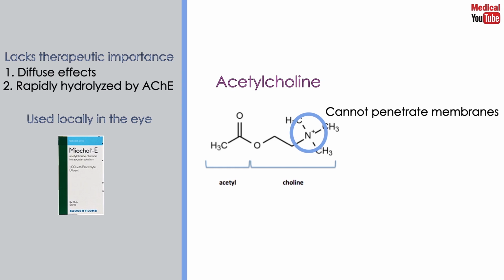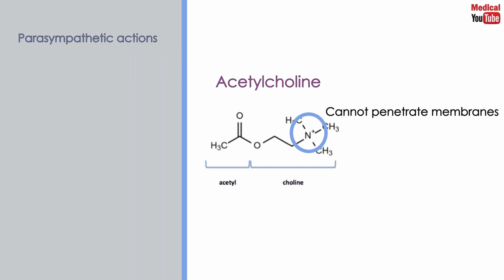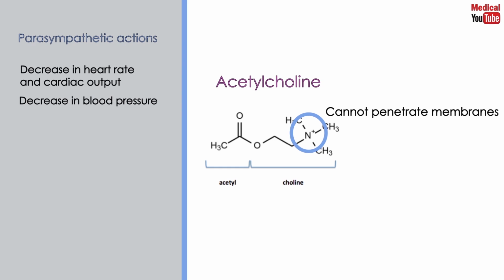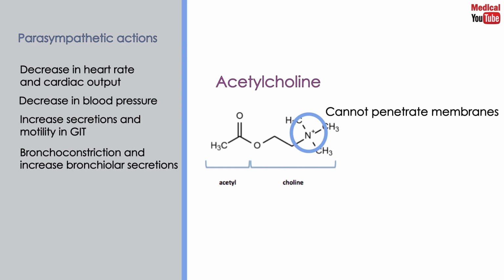Its actions are the same as we discussed before in parasympathetic actions, and that is because it acts on both muscarinic and nicotinic receptors. And the actions in brief are a decrease in heart rate and cardiac output, a decrease in blood pressure, and in the gastrointestinal tract, acetylcholine increases salivary secretion and stimulates intestinal secretions and motility. Bronchoconstriction and increased bronchiolar secretions. In the urinary bladder, it increases the tone of the detrusor muscle, causing urination.